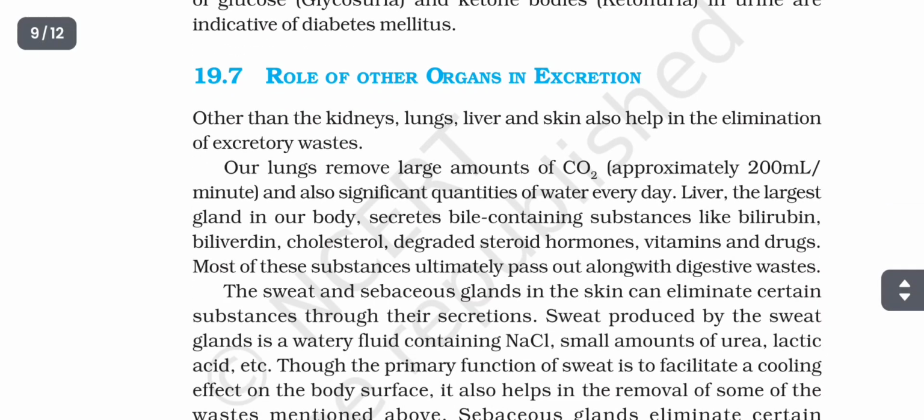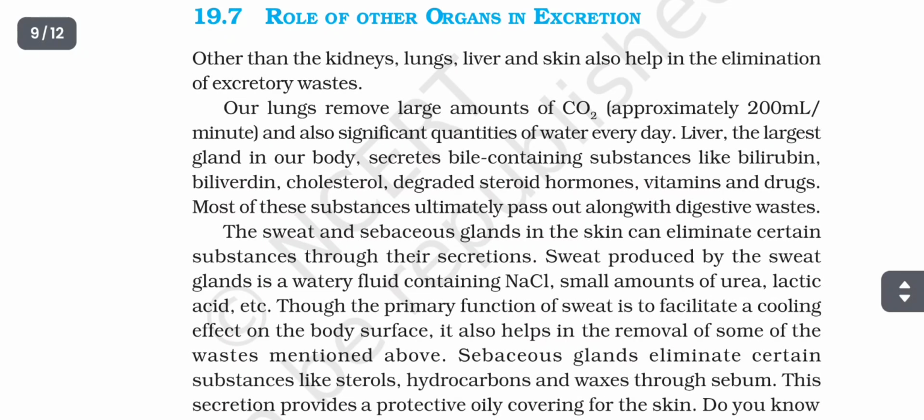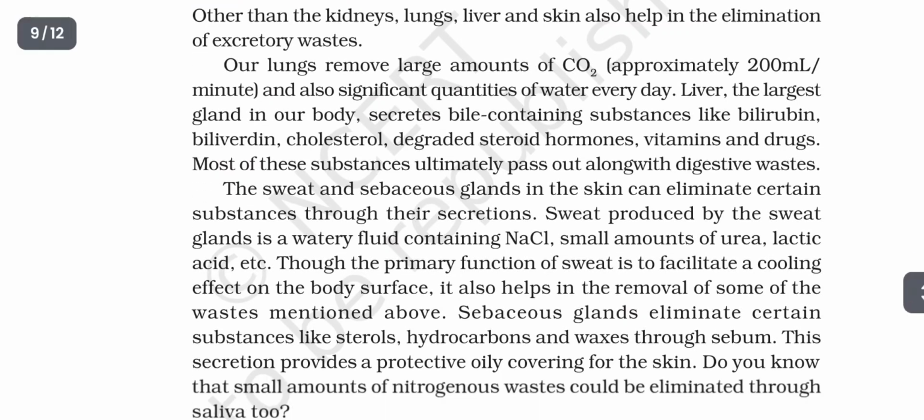Role of other organs in excretion. Other than the kidneys, lungs, liver and skin also help in the elimination of excretory waste. Our lungs remove large amounts of CO2 and also significant quantities of water every day. Liver, the largest gland in our body, secretes bile containing substances like bilirubin, biliverdin, cholesterol, degraded steroid hormones, vitamins and drugs. Most of these substances ultimately pass out along with digestive waste.